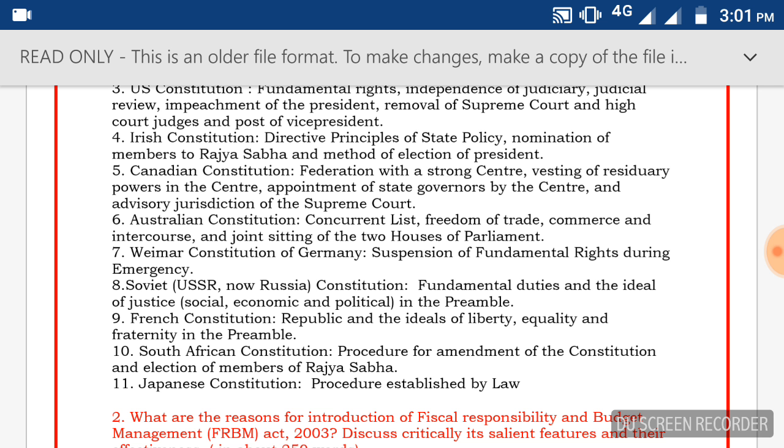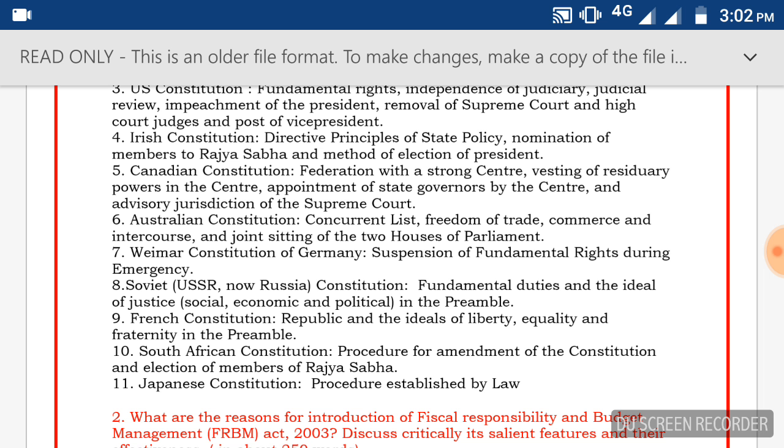Rajya Sabha is the upper house. In the previous discussion we discussed that in federalism the system of government is bicameralism. Bicameralism means two houses, one upper house and the other lower house. The upper house is Rajya Sabha, and it represents the states. So kindly see the previous video friend. And next is the method of election of president.